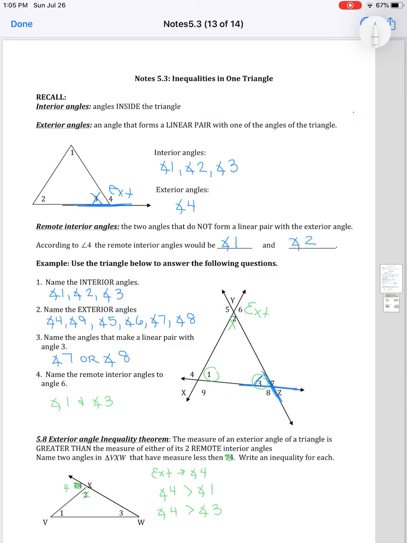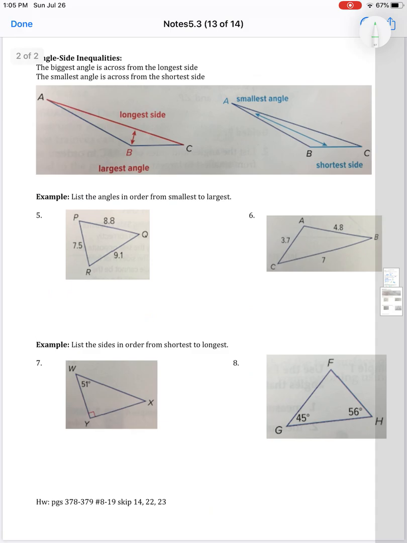All right, so angle 4 has to be bigger than angle 1, and angle 4 has to be bigger than angle 3. So the new theorem, it used to be where the exterior angle equaled the sum of the two. So we already know that angle 4 equals angle 1 plus angle 3 from a previous lesson, but now we know that angle 4 has to be bigger than 1, and angle 4 also has to be bigger than 3. So part 1, we talked inequalities here. Interior, exterior, more about remote interior angles, but now we have this new theorem down here, which is going to allow you to come up with some more inequalities.